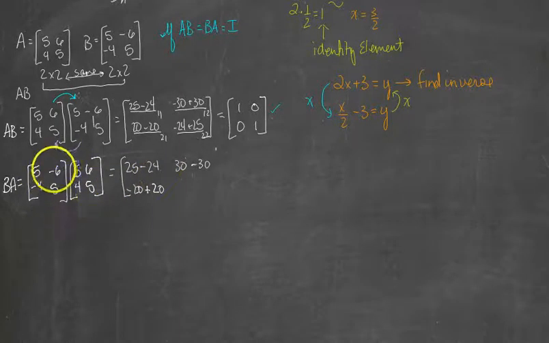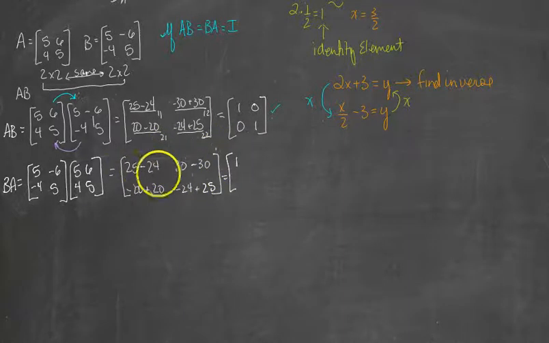And last but not least, negative 6, negative 6. Well, wait, 2, 2. Row 2, column 2. Negative 4 times positive 6, negative 24. And 5 times 5, positive 25. 25 minus 24 is 1. 30 minus 30 is 0. Negative 20 plus 20 is 0, and negative 24 plus 25 is 1.